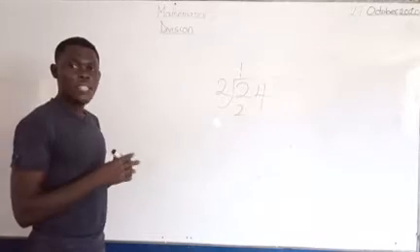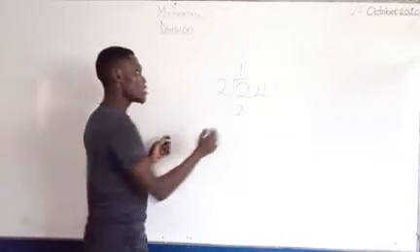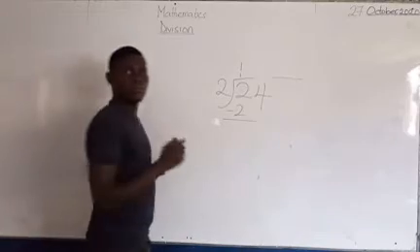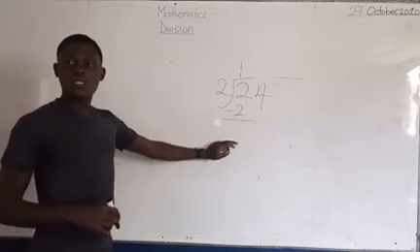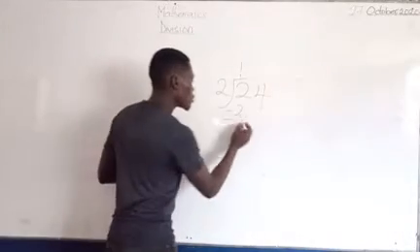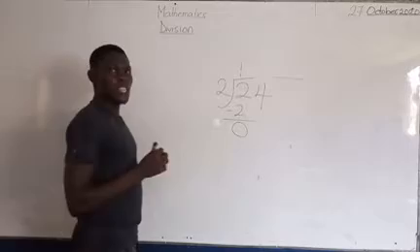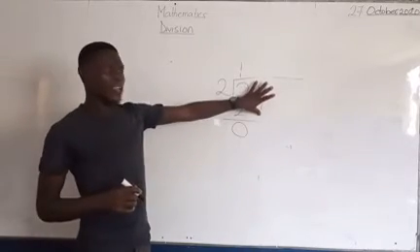Okay, right under the first dividend, then you subtract. 2 minus 2 will give us what? 0. Good, 0. Now we have a number here.